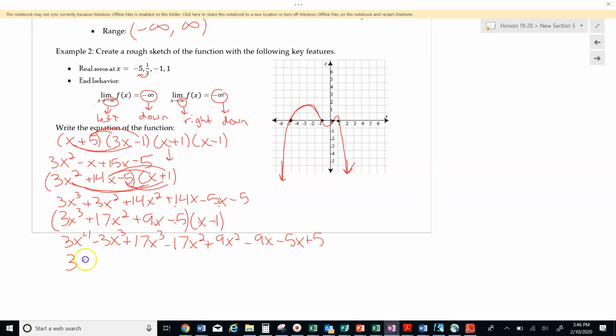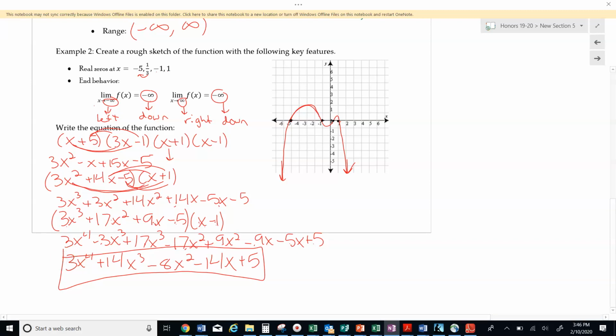So I have 3x to the fourth. Negative 3 plus 17 is plus 14x cubed. Negative 17 plus 9 is minus 8x squared. Negative 9 and negative 5 is minus 14x plus 5. Success. Okay.